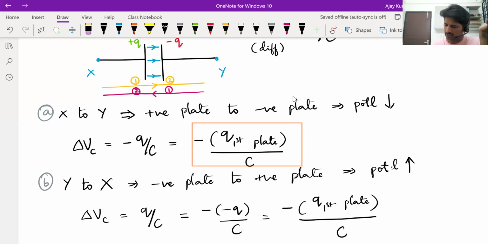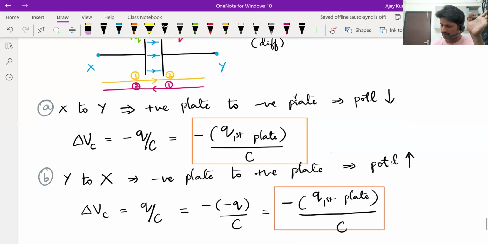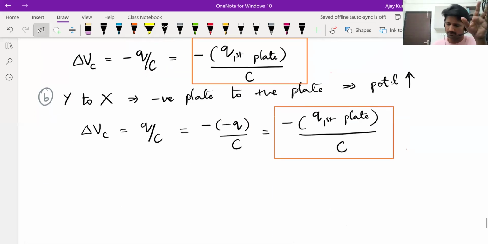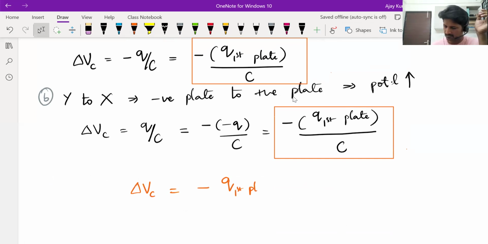Okay. So when you write potential change across a capacitor, just use whatever charge you gave to the first plate. Okay. You could have given plus Q or minus Q. That is your choice. No problem. You just use that charge as it is and substitute in the formula. Potential change across the capacitor is negative of charge on first plate divided by C. Okay, we'll apply this, you'll understand.